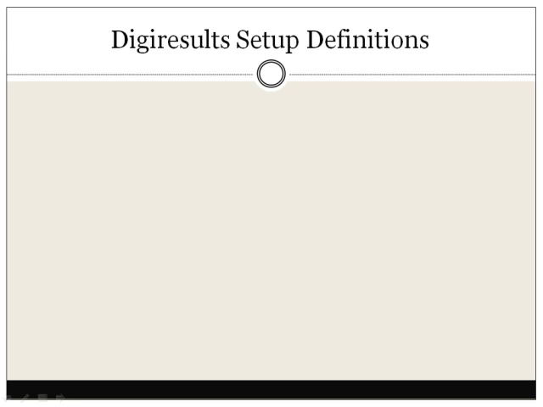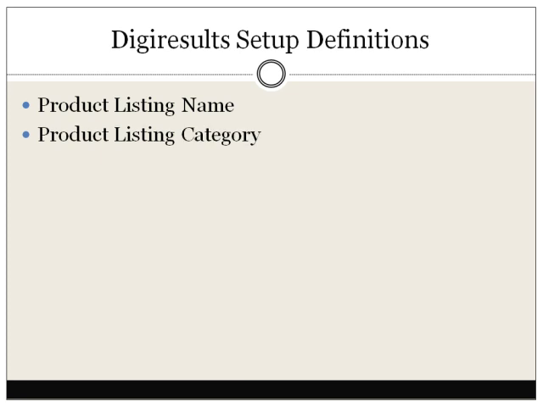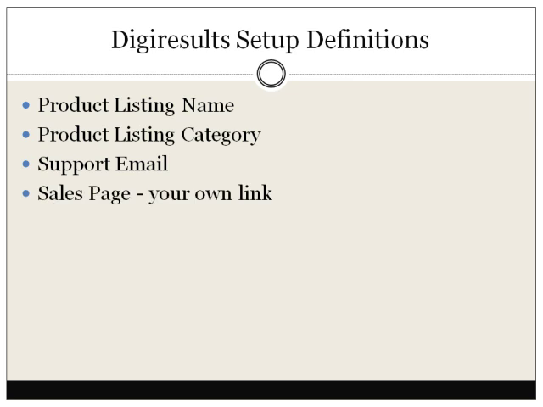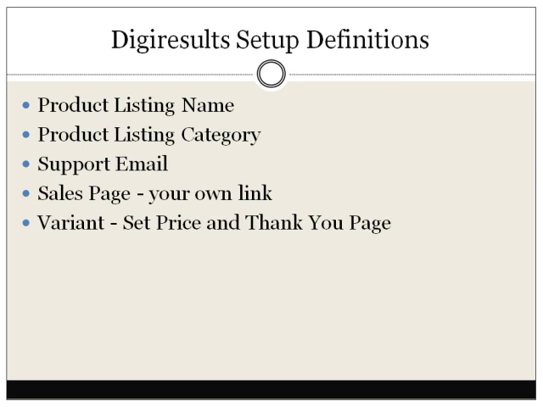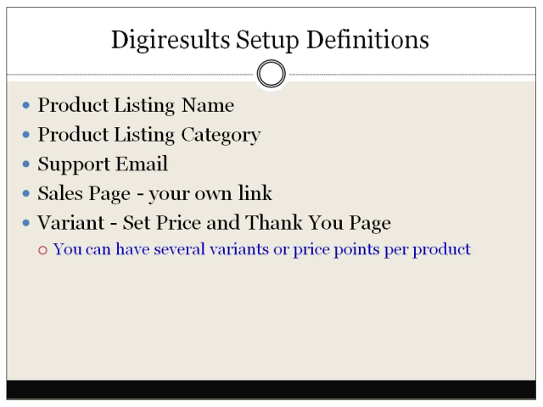Let me go over some Digital Results definitions. You're going to need to have your product listing name, basically your product listing category, where your product fits into, the support email, the sales page, and you're going to need to have your own link, a variant, which is basically the price, and your thank you page. And you can have several variants or price points per product.